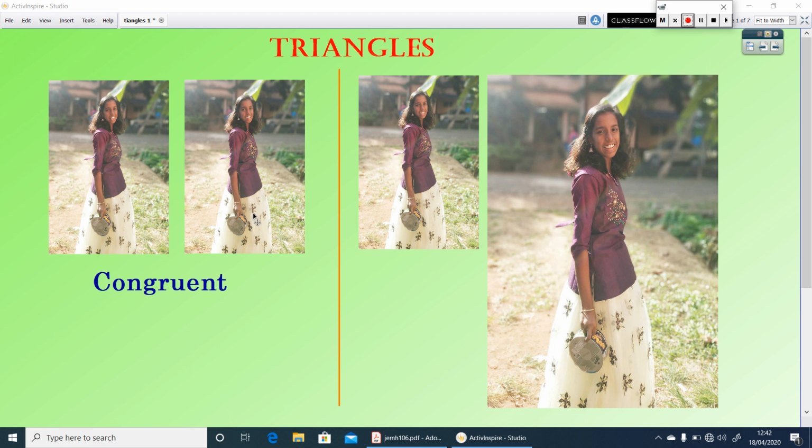Here, what is the difference in these two sets? Here both are of the same size. Here it is the same photo but in a different size. Such figures have the same shape but need not be the same size. Such figures we can call similar figures.